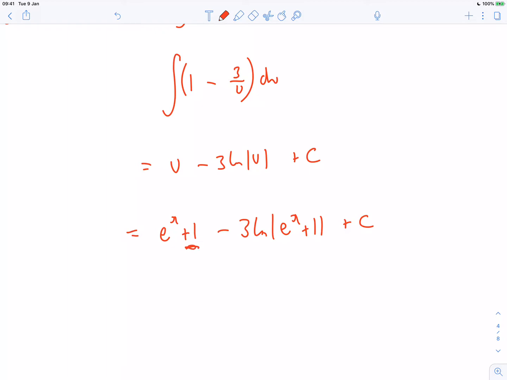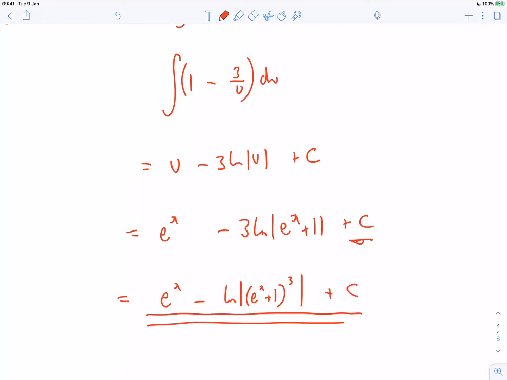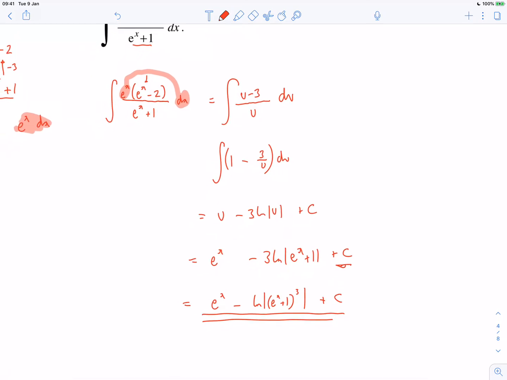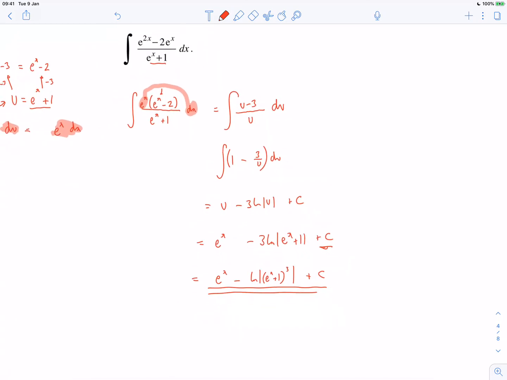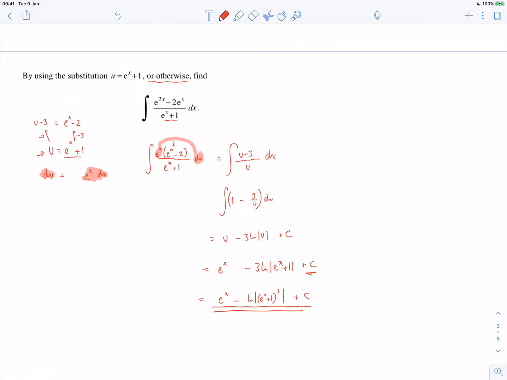Now this plus 1 thing can get absorbed by the constant, so I don't even need this plus 1 technically. So actually I've got e to the x minus the natural log of e to the x plus 1 all cubed plus some arbitrary constant. That will do. I don't think we can tidy this up anymore, so we'll just leave it like that. Cool. Really easy.